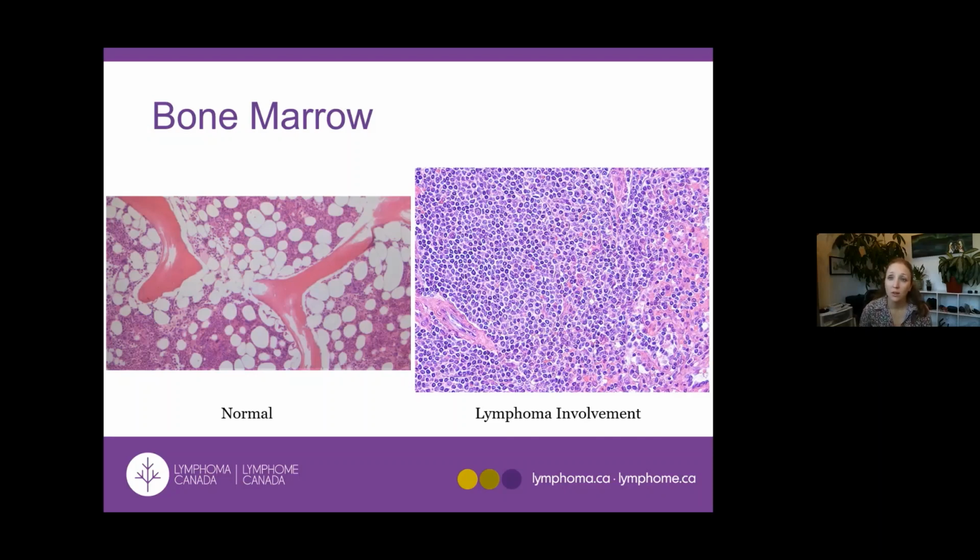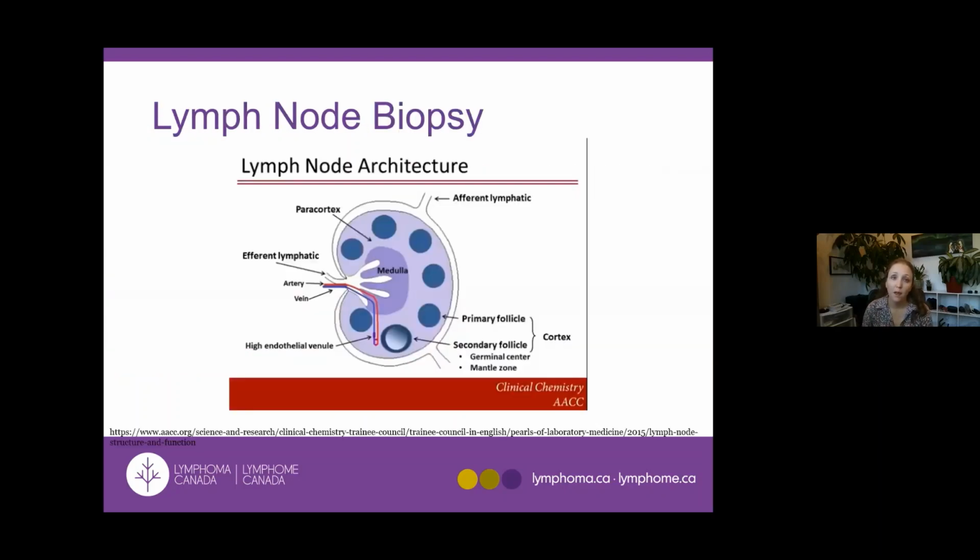We can also do a special type of molecular or DNA testing on the bone marrow that can help to differentiate from other types of lymphoma, such as something called Waldenstrom, which can kind of look the same as marginal zone lymphoma on the bone marrow. And so that can help to tell us what exactly we're dealing with, which can guide management in frontline and at relapse.